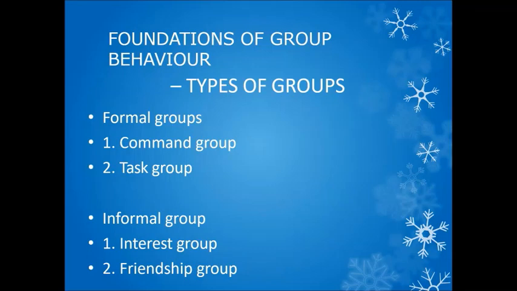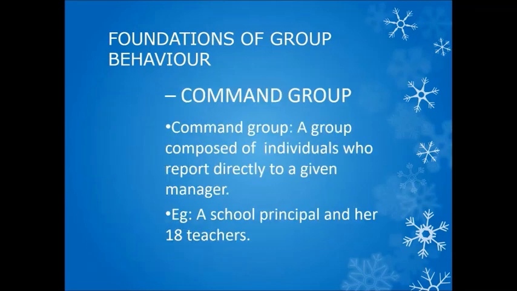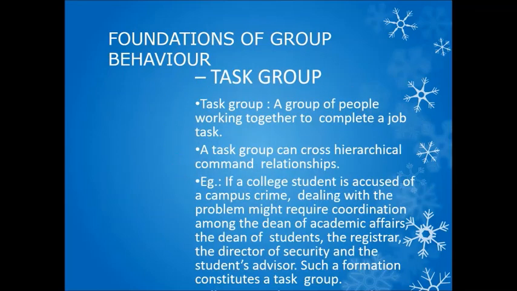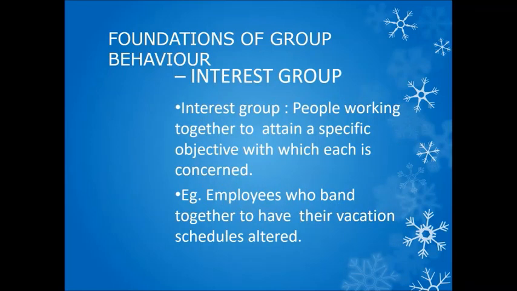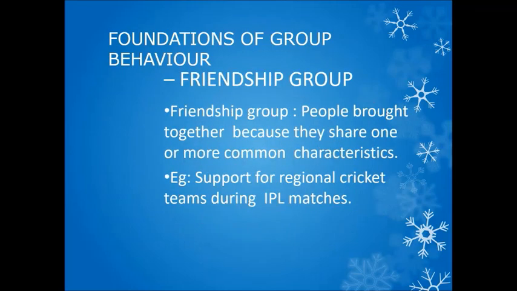A formal group is a designated group defined by an organization structure, with designated work assignments establishing the task. An informal group is neither formally structured. Informal groups promote friendship. Types of groups: formal group, command group, task group.